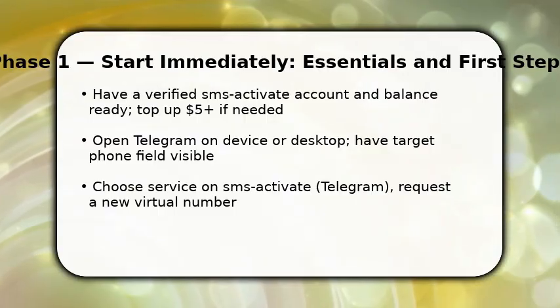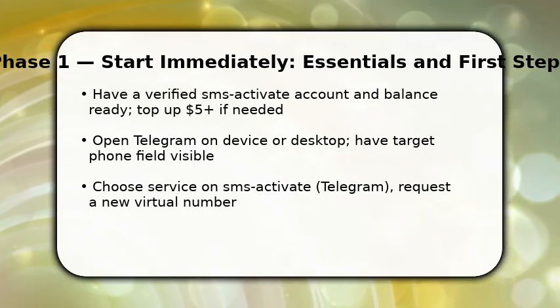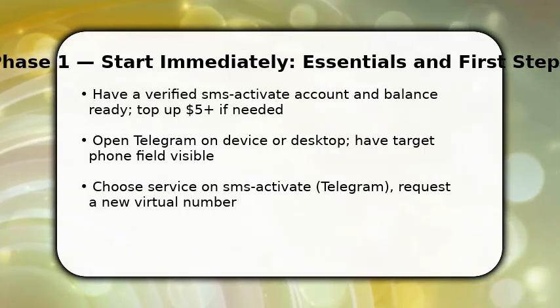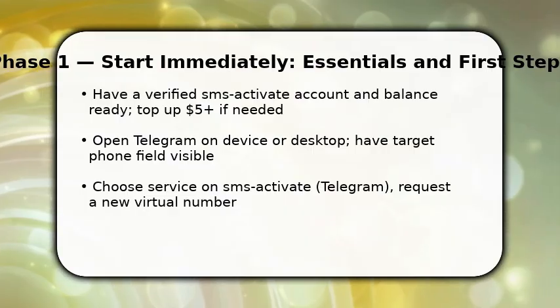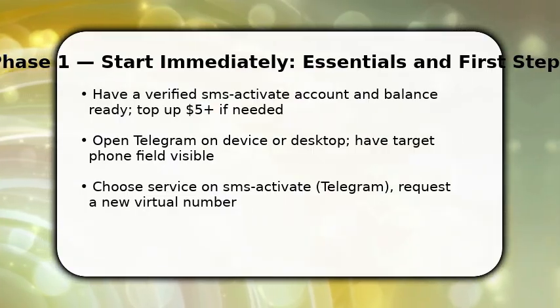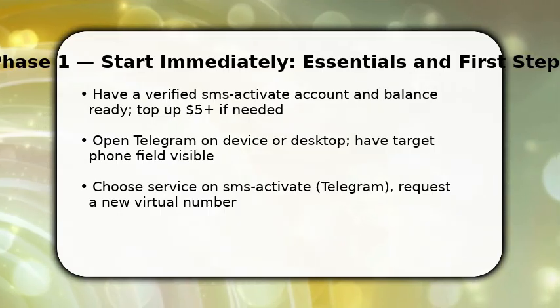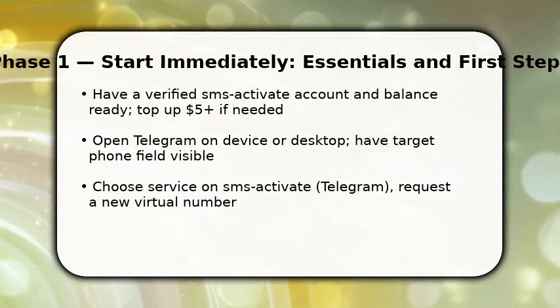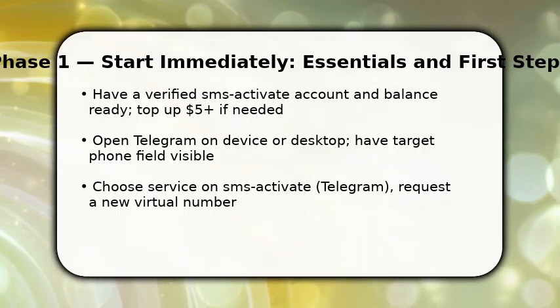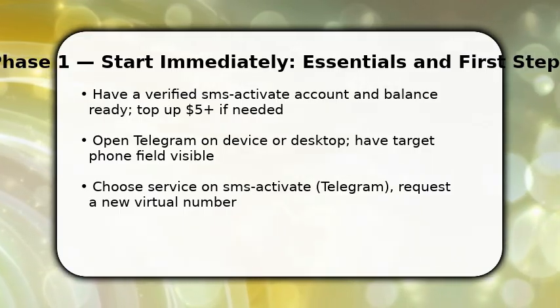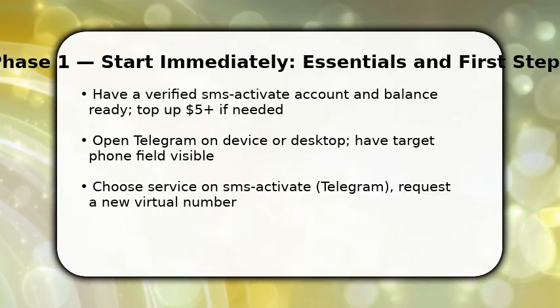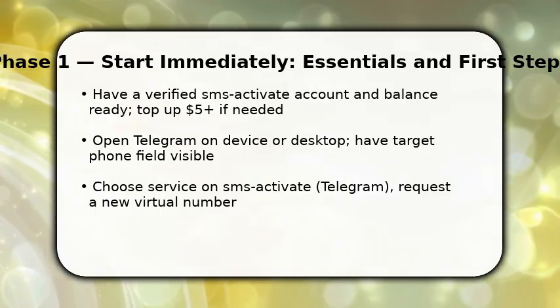You start by confirming prerequisites, an SMS Activate account with funds and Telegram open. Next, select Telegram as the service on SMS Activate because it filters compatible numbers. You then request a new virtual number and copy it into Telegram's phone field. Once done, press Send Code in Telegram and return to SMS Activate immediately.